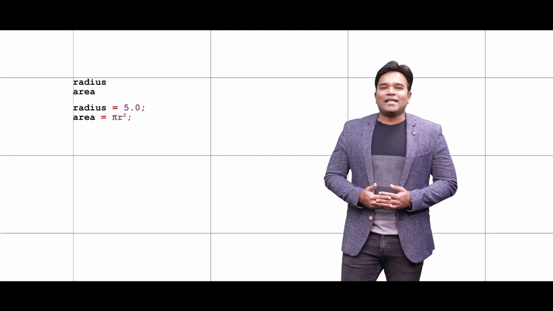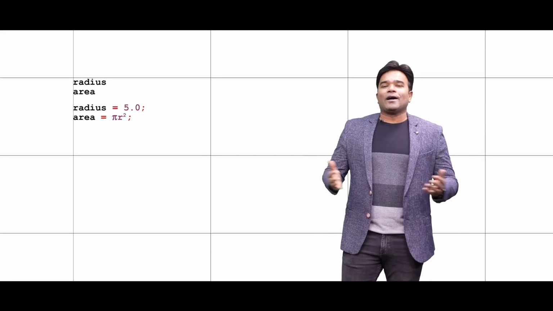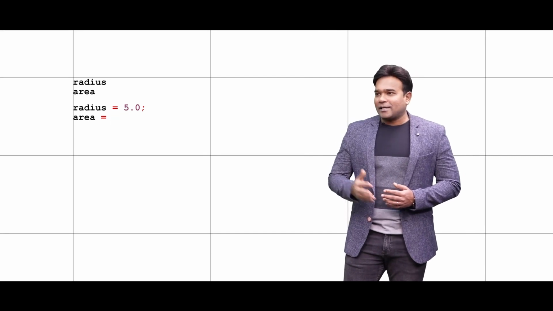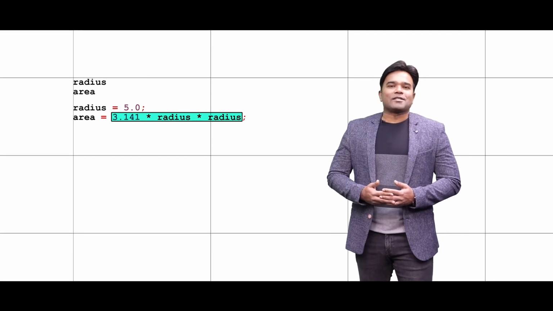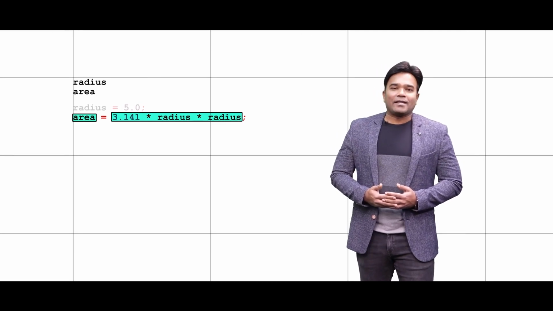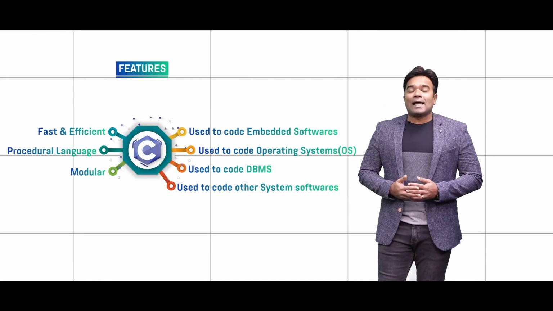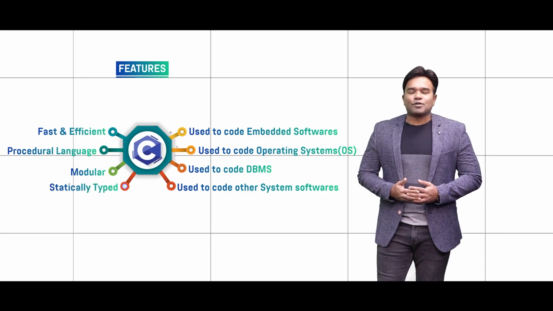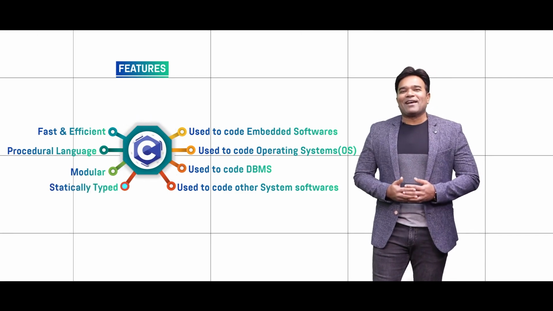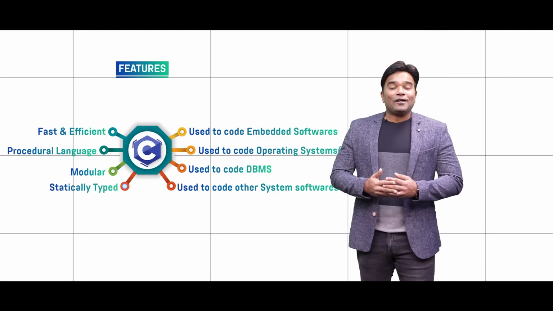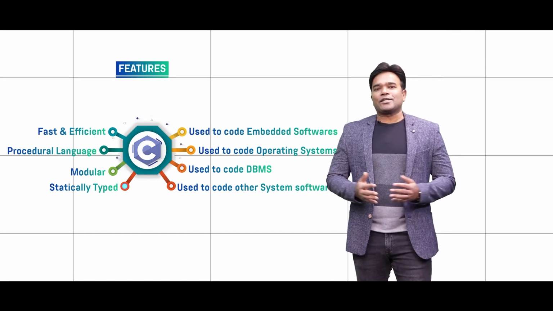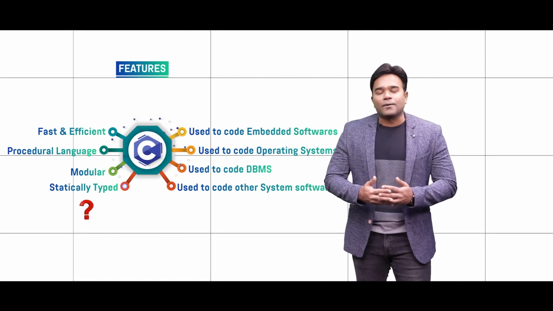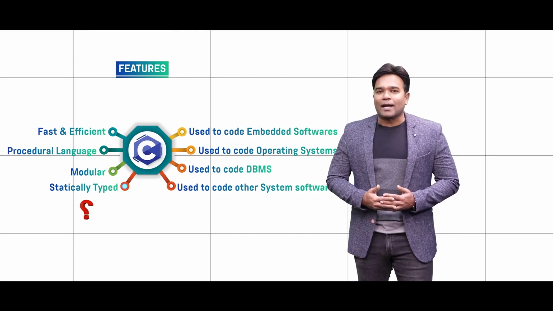Well, in case of C language, the mathematical formula pi r square can be implemented like this. Yes, it is 3.141 star radius star radius. But then what I also want you to understand is that C language happens to be a statically typed programming language. Yes, in fact, it happens to be one of the features of C language. And I'm sure now there would be a question at the back of your mind as to what really is a statically typed programming language.